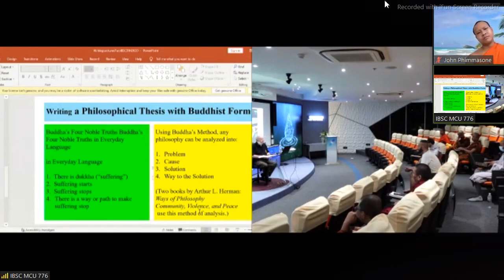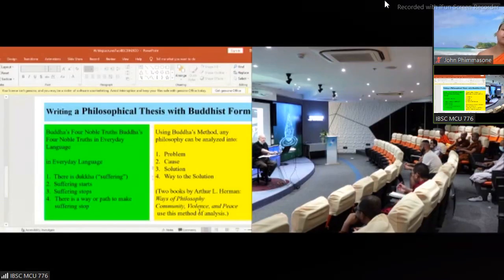And 2 books by someone I very much respect as a teacher, Arthur Herman from University of Wisconsin, Stevens Point, wrote 2 books for undergraduates using this method, the Four Noble Truths model. They are called The Ways of Philosophy, and more recently, Community, Violence, and Peace in the 21st Century: Gandhi, King, Leopold, and the Buddha.